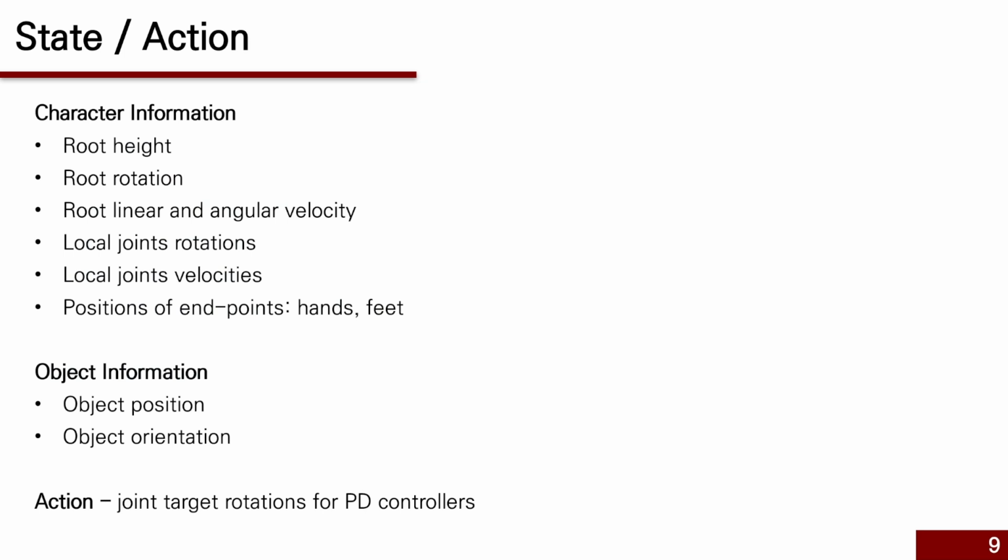The model inputs include basic information about the character's joints and endpoint positions. The endpoints include feet and hands, so this information can be useful for walking or interacting with objects. And it also includes the position and orientation of the target object. This means that the model can handle only one object at a time. The action generated by the policy specifies joint target rotations for PD controllers.